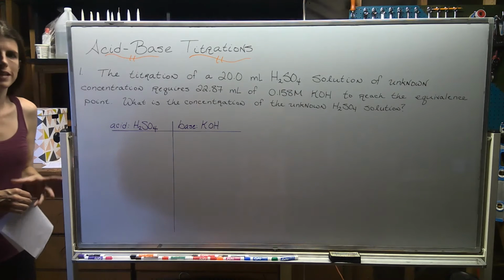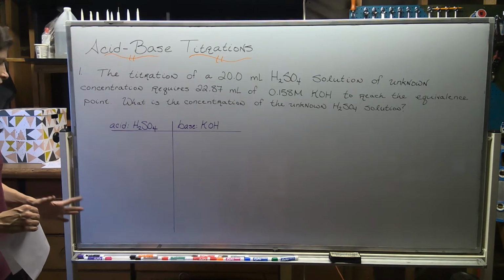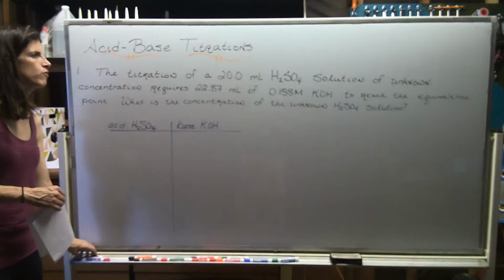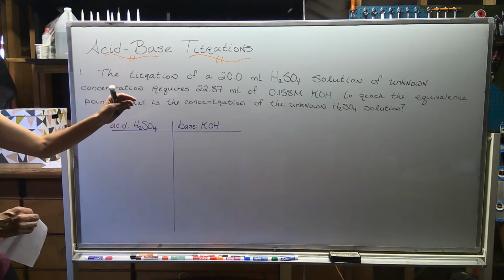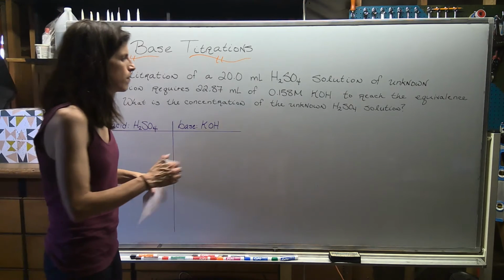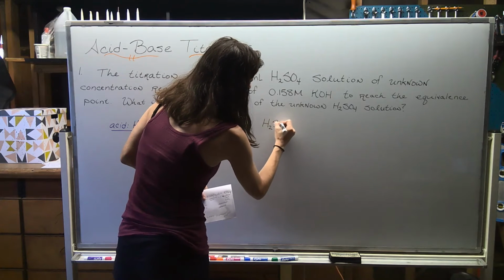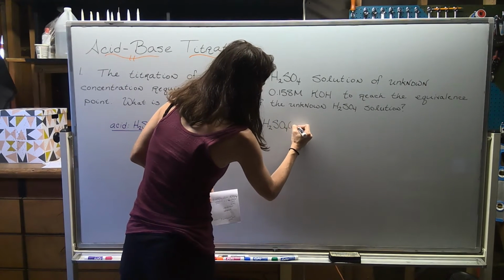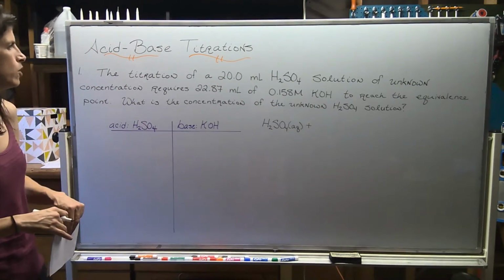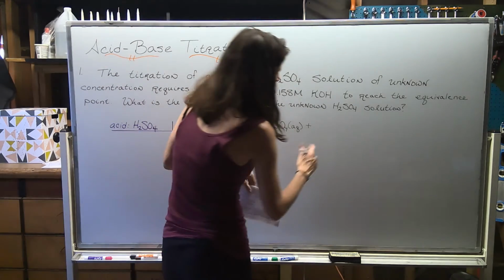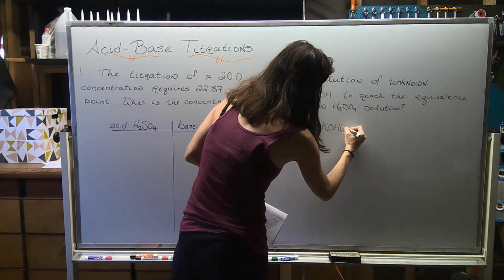So the first step in an acid-base titration problem is to come up with a balanced equation. Sometimes they give you the equation and sometimes you have to write it from scratch. So we know we're dealing with a sulfuric acid solution, H2SO4. And we know from our solubility rules that H2SO4 is aqueous. And we're titrating that with potassium hydroxide, another aqueous species.